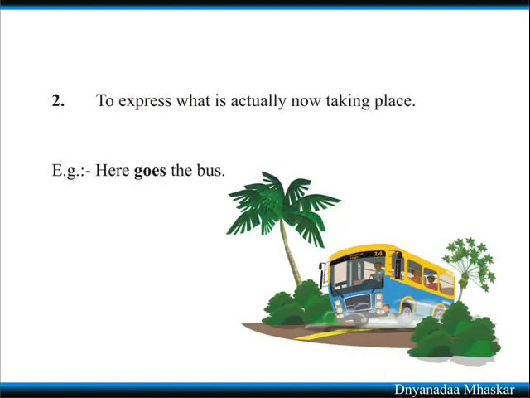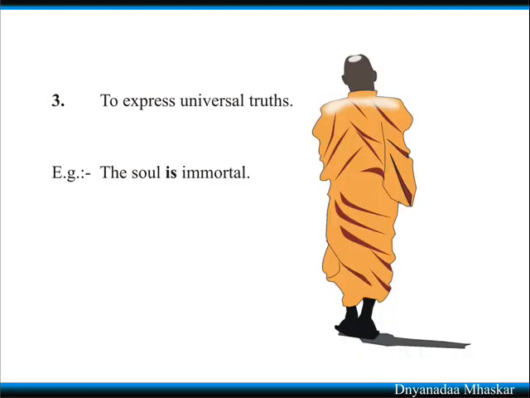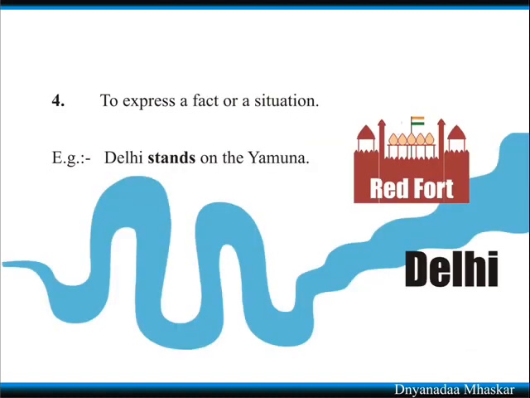The second use is to express what is actually taking place now. Here goes the bus. Goes is the verb here. Let us see the third use, to express universal truths. The soul is mortal. Here the verb used is is. So there are many universal truths. The fourth use is to express a fact or a situation. Delhi stands on the Yamuna. Stands is the verb here.